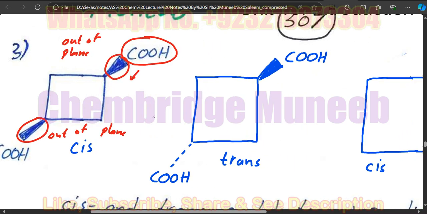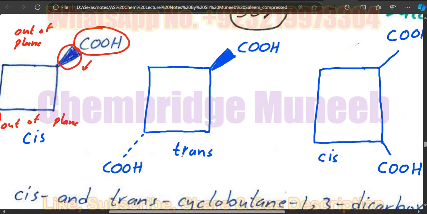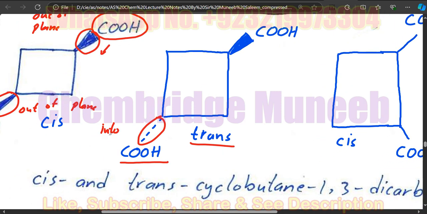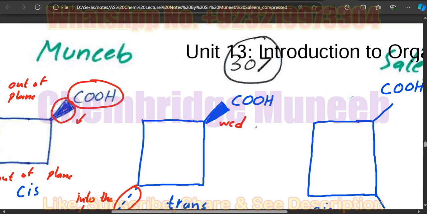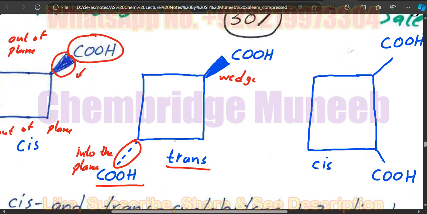So we can see that it is a cis compound because both the side groups are coming out of the plane. But in this case it is a trans. It is trans because the group is going into the plane, because this is the direction of the bond when it is into the plane, and the other group, which is the wedge here, the wedge bond indicates it is coming out of the plane. So that's why it is a trans isomer.